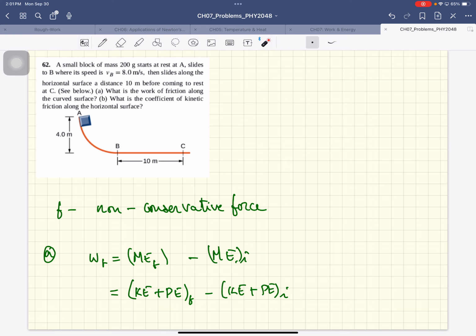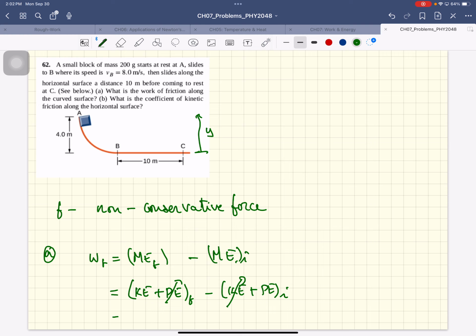Okay. So at the start, it's starting off at rest. So initial kinetic energy is zero. They give you how fast it's going at the bottom, so they're giving you this. For the potential energy, we'll use this as the reference level. Okay. And so potential energy final is zero. Okay.